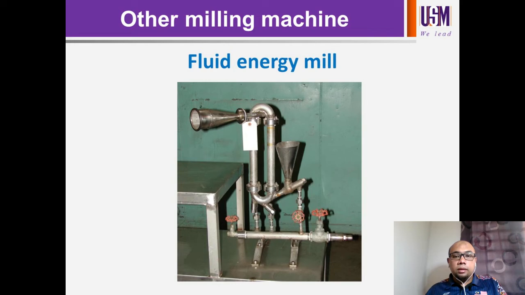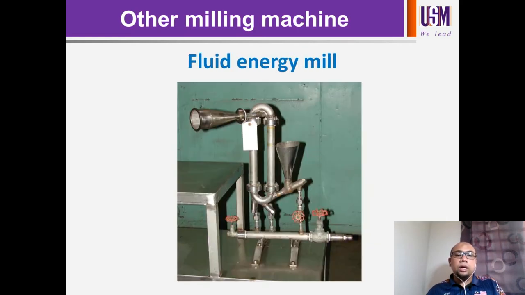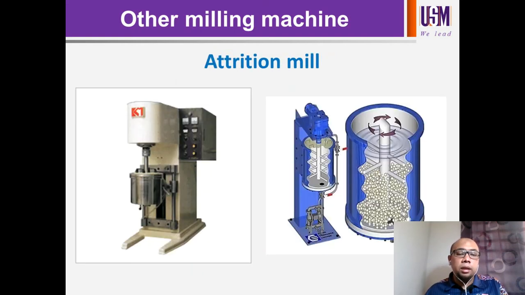For other types of milling machine, we have the fluid energy mill and also the attrition mill. For these two kinds of milling machine, you can check on Google on your own. Even on YouTube it is very simple to see how the fluid energy mill works and how the attrition mill works.